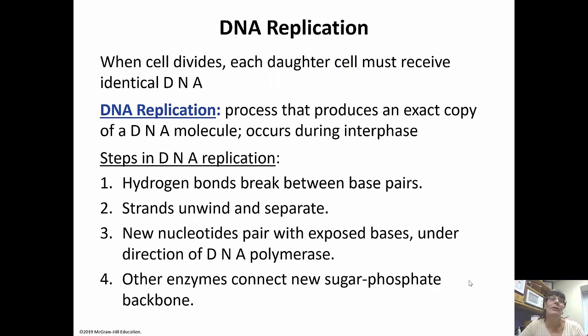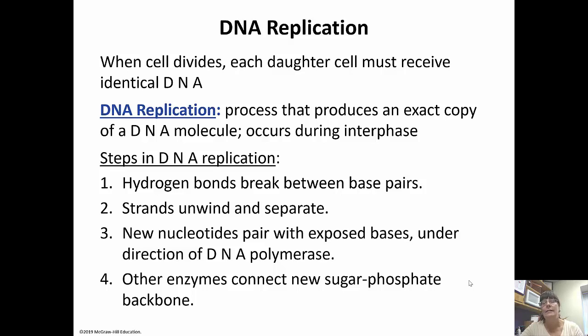So DNA replication occurs when DNA has to copy itself. So an exact molecule of DNA is going to be produced, and this occurs during interphase. Hydrogen bonds are going to break between the base pairs. The strands are going to unwind and separate. The new nucleotides are going to pair with exposed bases under the direction of DNA polymerase. So that's an enzyme. And then other enzymes are going to connect the new sugar phosphate backbone back together.